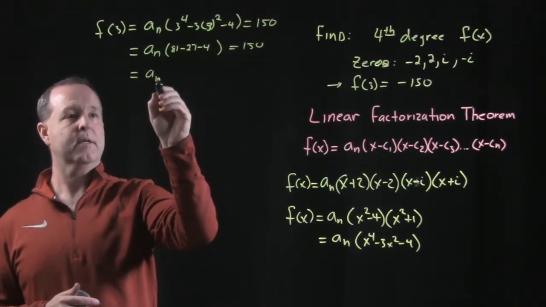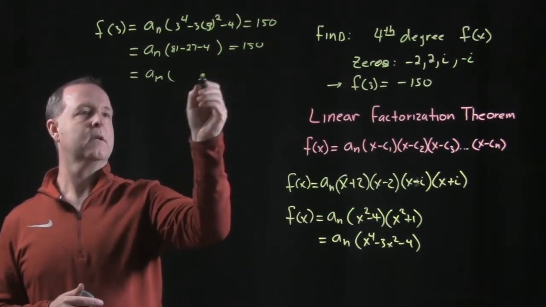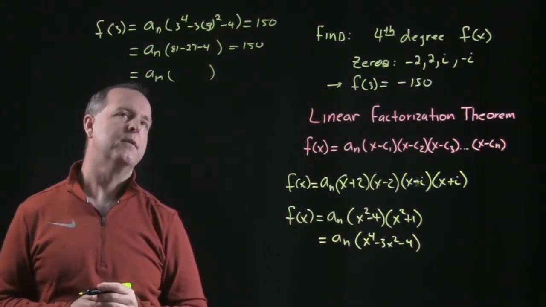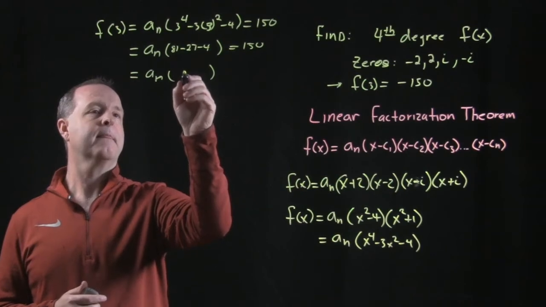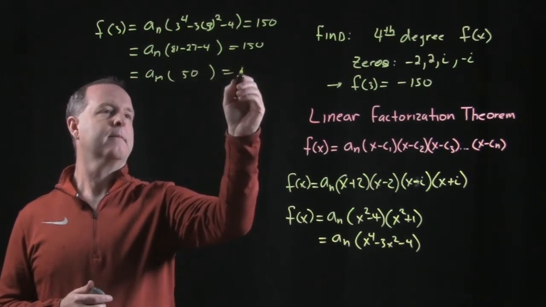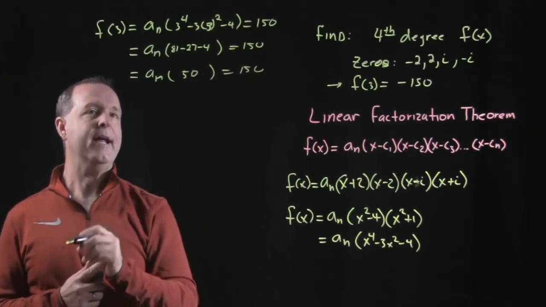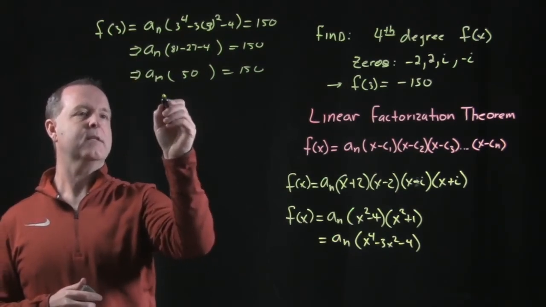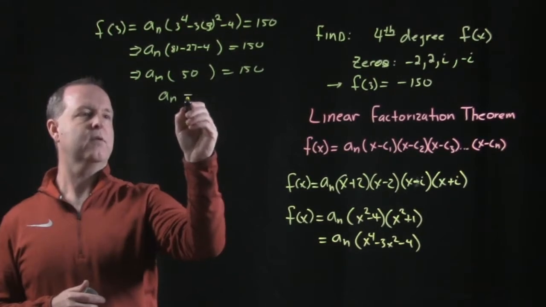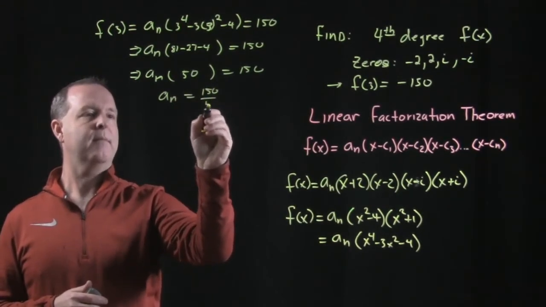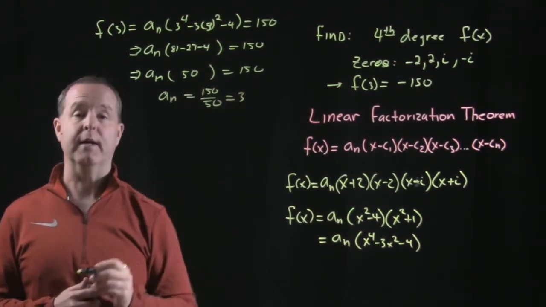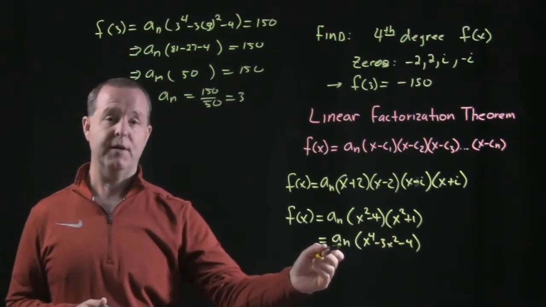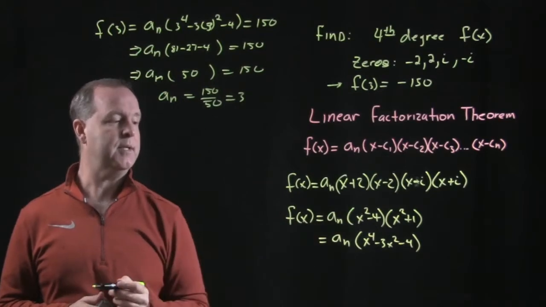One step at a time because I'm going to make a mistake if I don't. 81 minus 27 minus 4 is 50. Solving this for a gives me a, that coefficient equals 150 divided by 50, which equals a 3. What do I do with that now? That was my coefficient that I had in this building process.